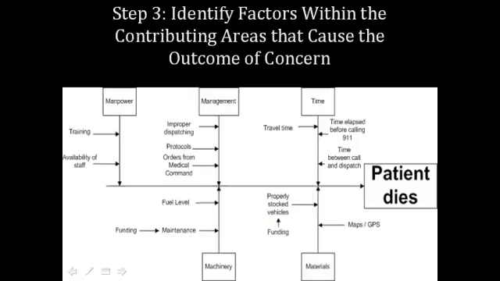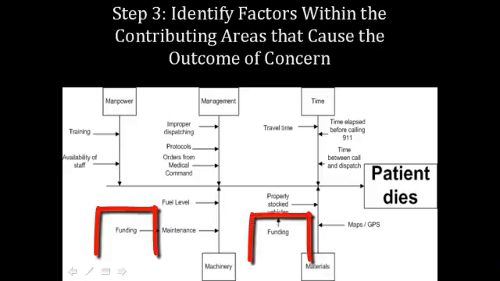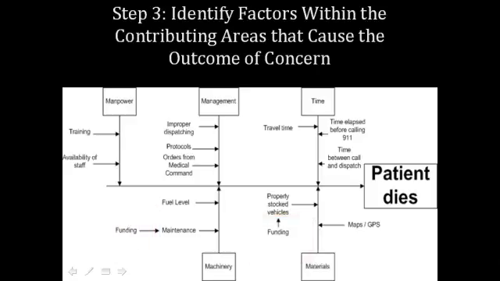The next step is to determine the sub-factors, or whether there are any contributing factors to the ones we already identified. In identifying sub-factors, we identified that funding can cause maintenance issues, as well as lead to improperly stocked vehicles. Therefore, we added that sub-factor to those categories. Finally, a review was completed and we determined that no more subcategories can be added or combined.